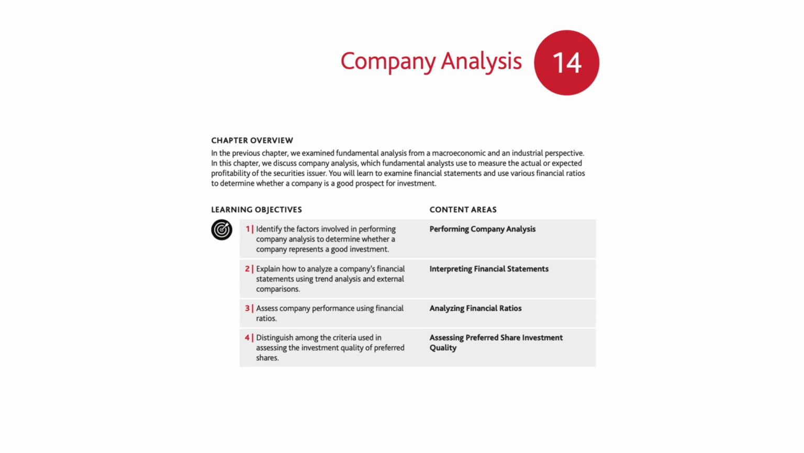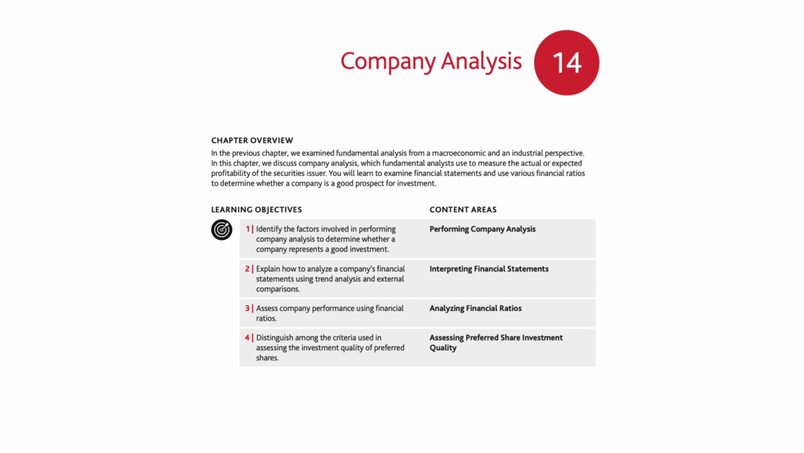CSC Volume 2, Chapter 14, Company Analysis. Chapter Overview. In the previous chapter, we examined fundamental analysis from a macroeconomic and an industrial perspective. In this chapter, we discuss company analysis, which fundamental analysis uses to measure the actual or expected profitability of the securities issuer. You will learn to examine financial statements and use various financial ratios to determine whether a company is a good prospect for investment.